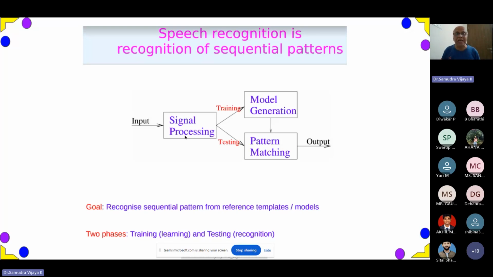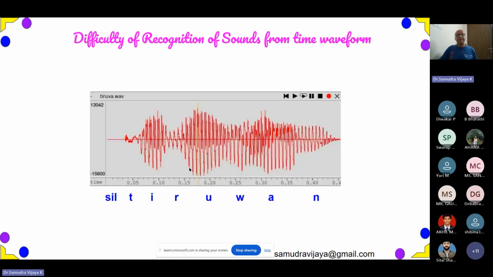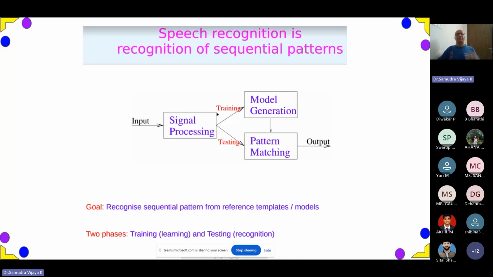The digital sound is processed to extract information about which speech sound is being spoken at that particular instant of time. If the word is Tiruvan, then at different time instances, different sounds are spoken. In order to understand this, the waveform consists of a sequence of these sounds. This waveform is processed in short segments. That is called short time processing. So signal processing is the first step in the ASR system.